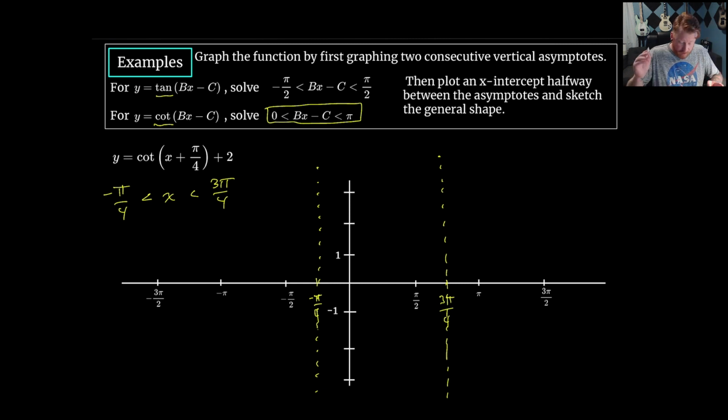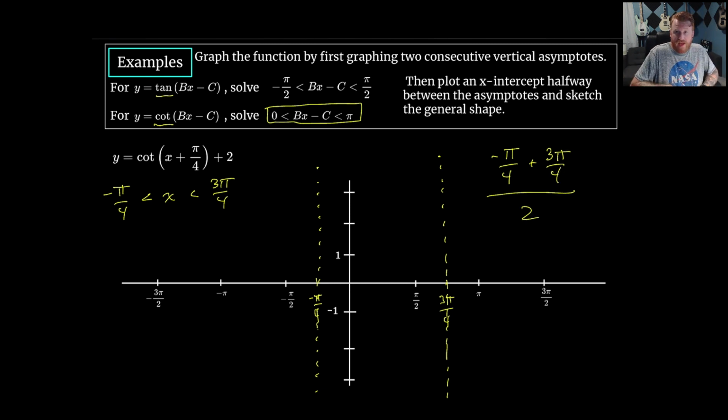Now that we've got our vertical asymptotes in here, what we want to do is plot an x-intercept halfway in between the asymptotes, and then we'll just rough in our shape. We could possibly see where that is exactly, but to compute it explicitly, I'm just going to find the average between these 2 points. The midpoint of any line segment is just the average between the endpoints. We'll do pi over 4 plus 3 pi over 4, and we'll divide that by 2.